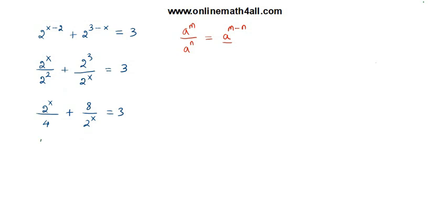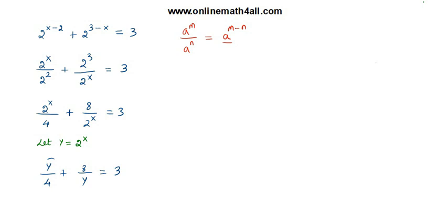So now I have to substitute a new variable for 2 to the power of x. So I substitute a new variable y for 2 to the power of x. Wherever I find 2 to the power of x, it has to be replaced by y. Then the equation will become y divided by 4 plus 8 divided by y is equal to 3.